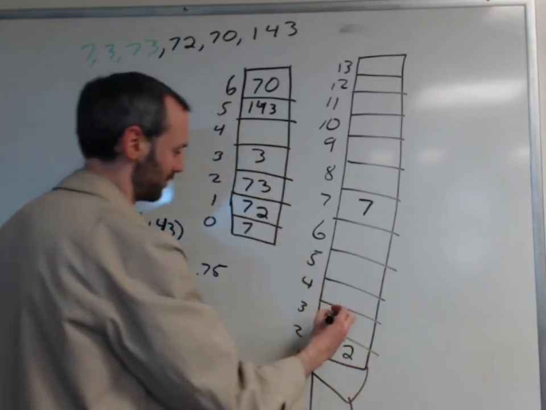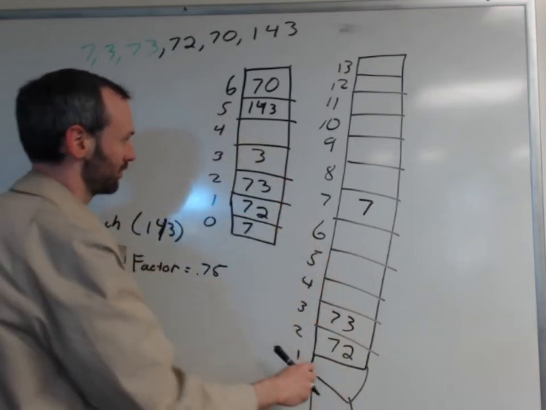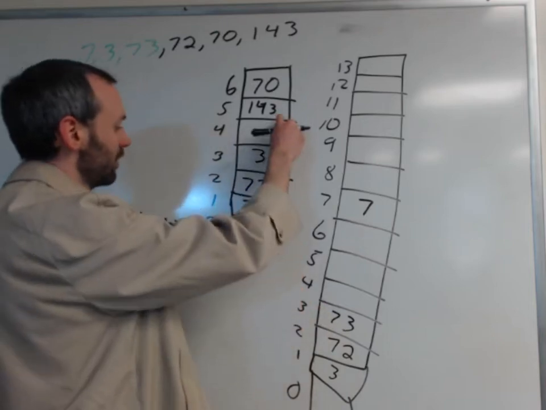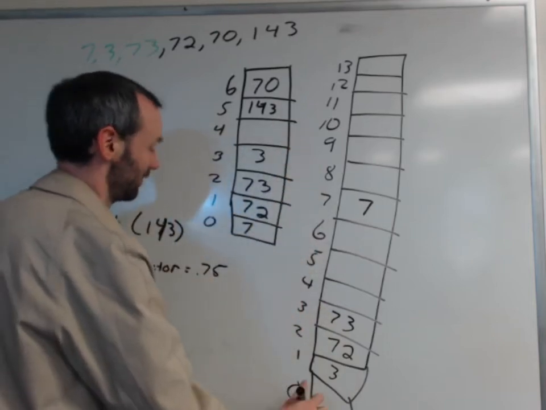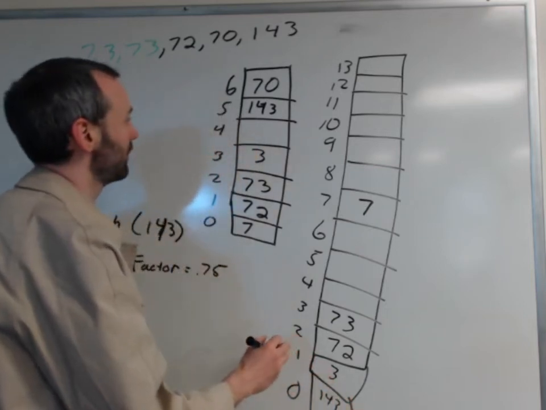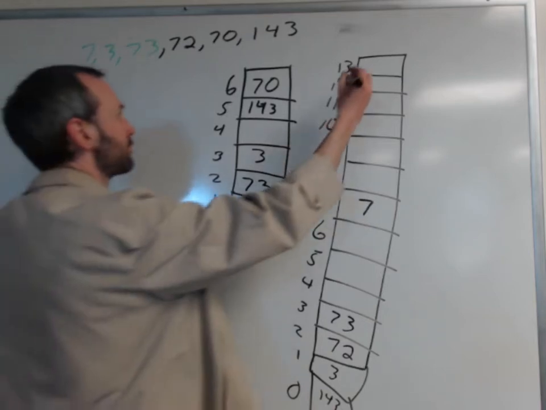Where's 73 going to go? There we go, 3. Where's 3 going to go? 2, 1. Uh-oh, it's going to go to 1. Oh well, that's fine. Where's 143 going to go? Wow, I made this hard on me. It's going to go down to 0. And then 70. 13? Okay.